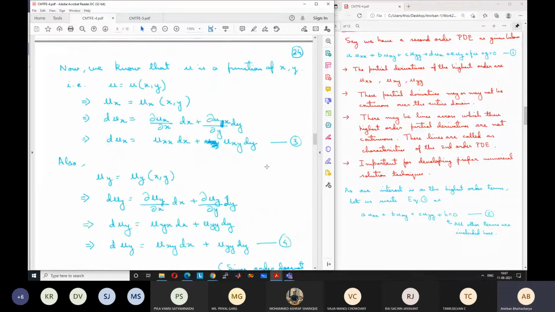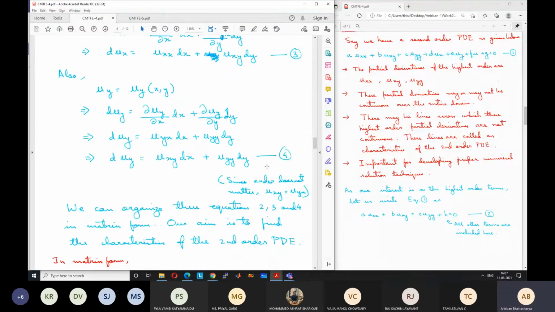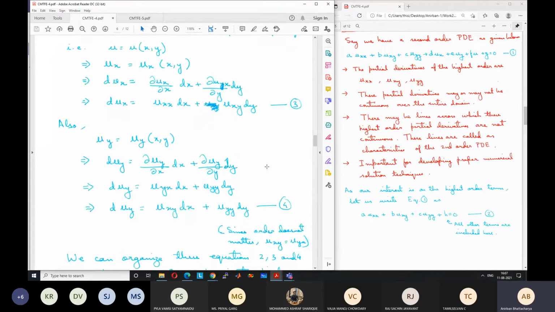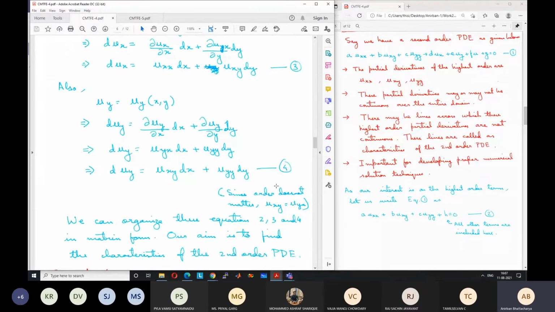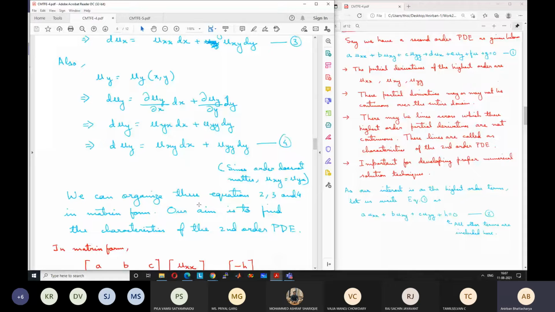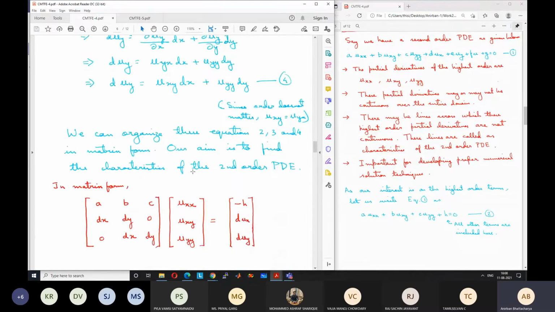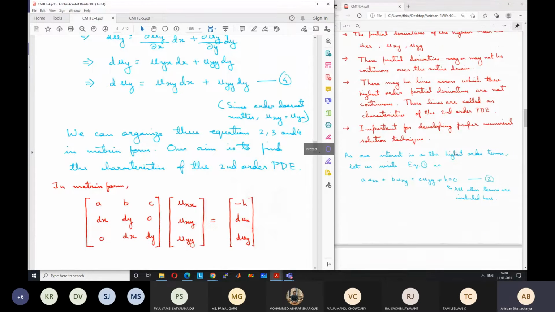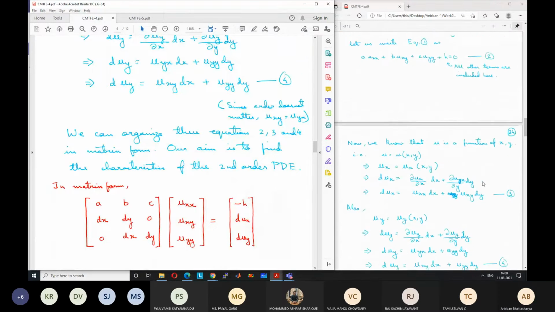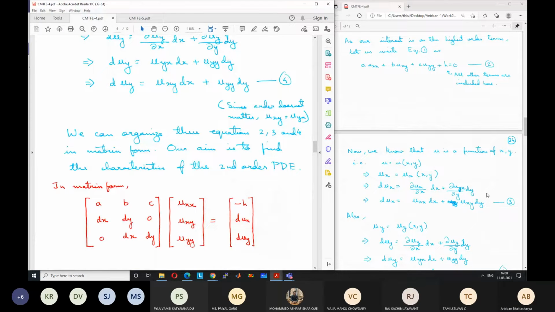So now we can put these three equations together, 2, 3, and 4, in matrix form. We can organize these equations in matrix form. What is our aim? We are trying to find out the characteristic of the second order PDE. It will be clear in a moment. So in matrix form, this looks like this. I will keep all the three equations here for reference.